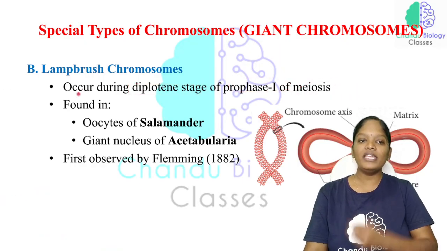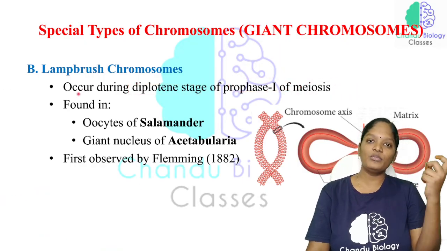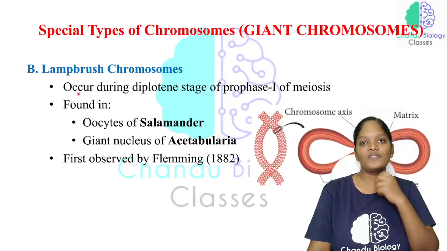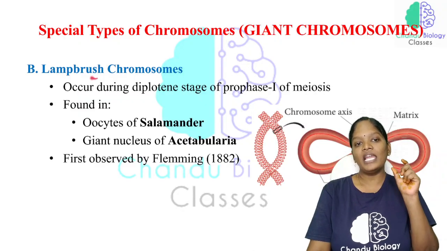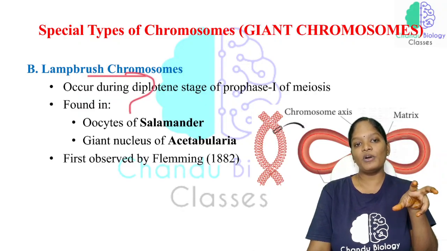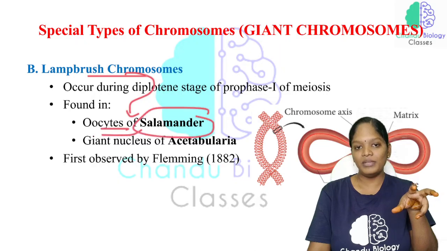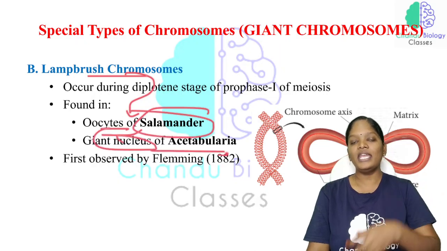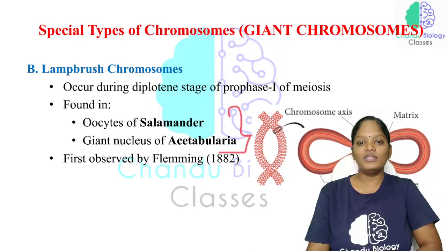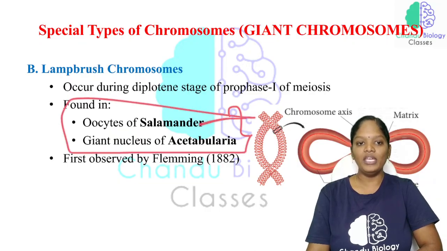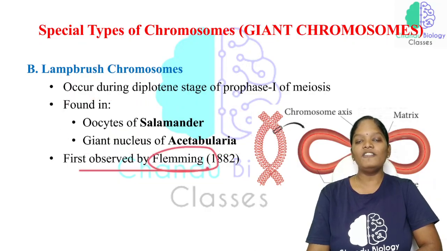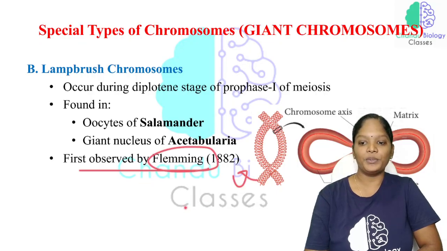Where is it present? Polytene chromosomes are found in the salivary glands of the Drosophila larva, but lampbrush chromosomes are found in the oocytes of the salamander and the giant nucleus of Acetabularia. So this is very important. It was first observed by Flemming in 1882.